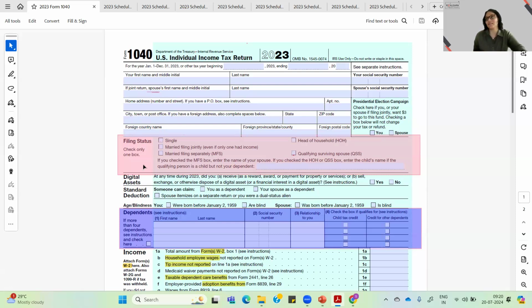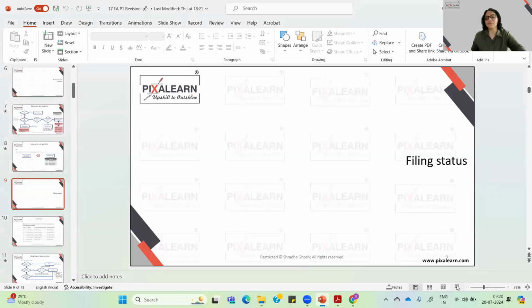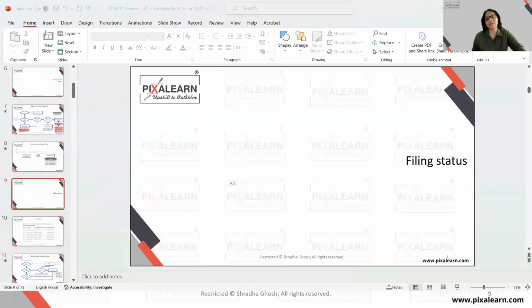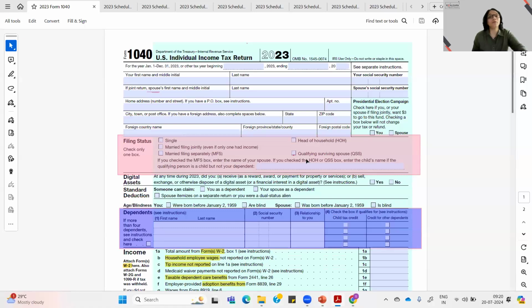So we start with the filing status, then we go to dependents, and then the others we'll understand. So the first criteria here is the filing status, which is something very unique in the US. If you look at the form, there are 5 different filing statuses under which the rates differ. So we have 5 statuses.